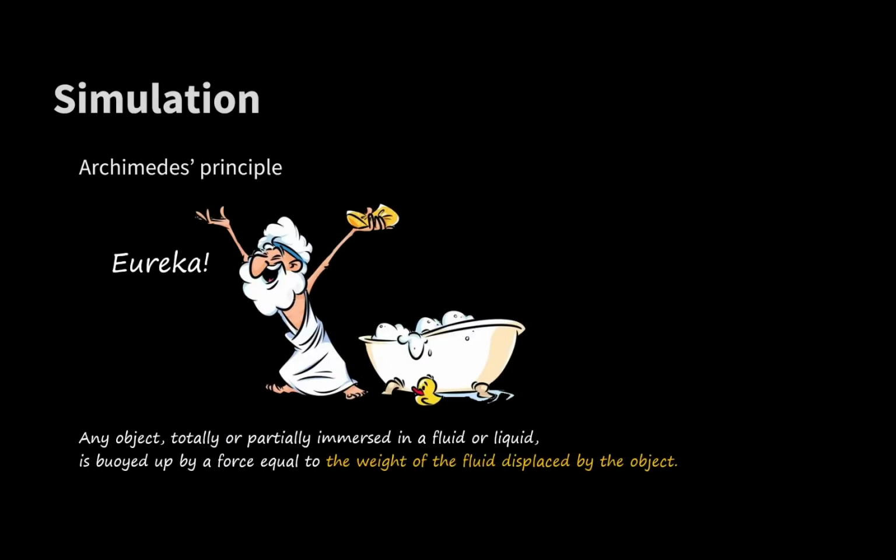To derive the simulation method when using water columns, we need Archimedes' principle. The principle says that any object totally or partially immersed in a fluid or liquid is buoyed up by a force equal to the weight of the fluid displaced by the object. If we have two water columns next to each other with the same height and velocity 0, then we expect nothing to happen. So let's assume we have two adjacent water columns with different heights, h1 and h2.